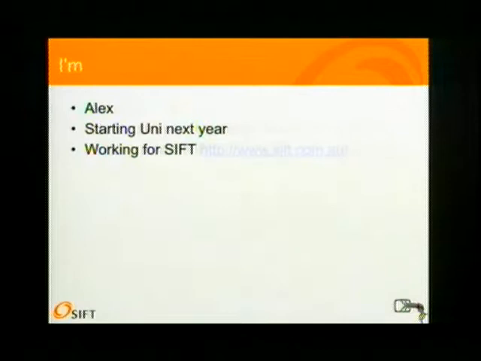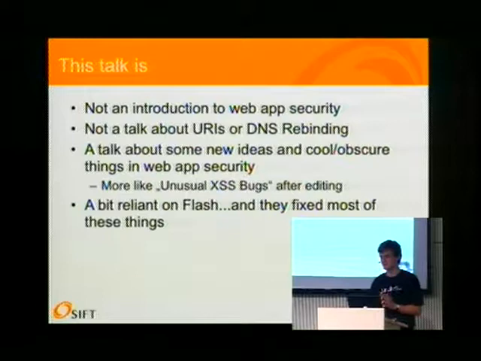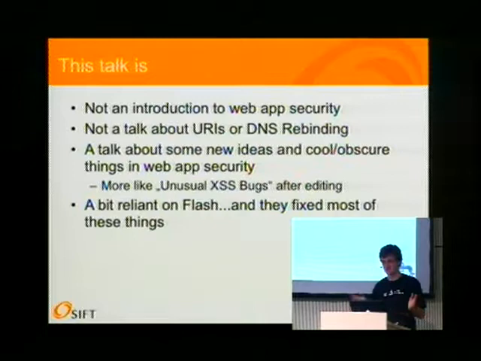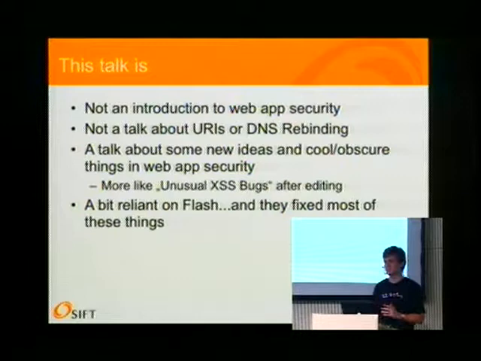Anyway, this talk is not an introduction to web app security, since I think we've all seen enough of those everywhere. Not about URIs or DNS rebinding, since that's been overdone. Kaminsky's talked about it. Everyone's talked about it. It's a talk about new ideas and some cool and obscure things that I think most people won't know. And after editing, it's turned out to be more like unusual XSS bugs, so if that's not interesting to you, sorry. But there's still some other stuff which should be.